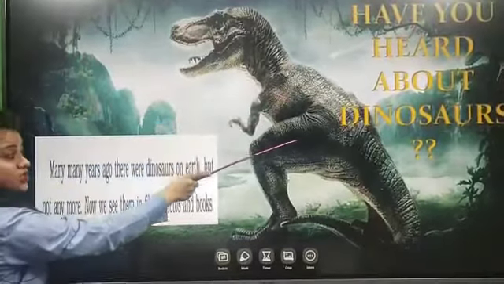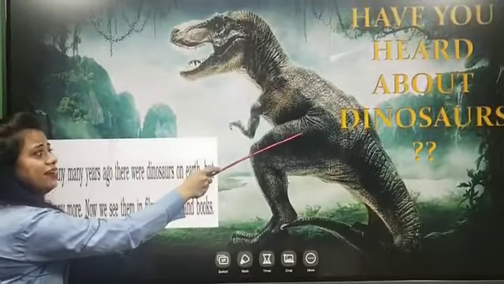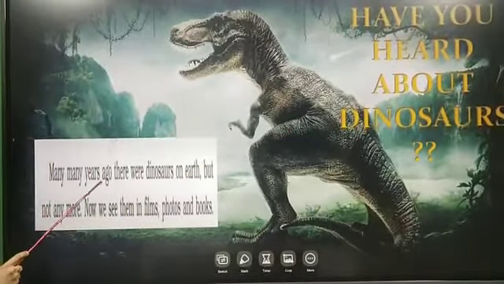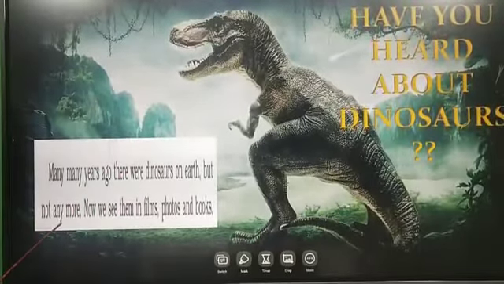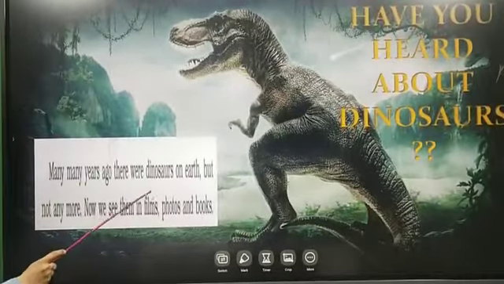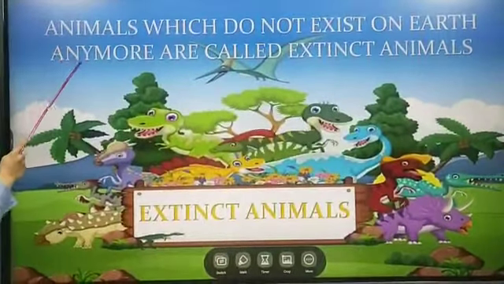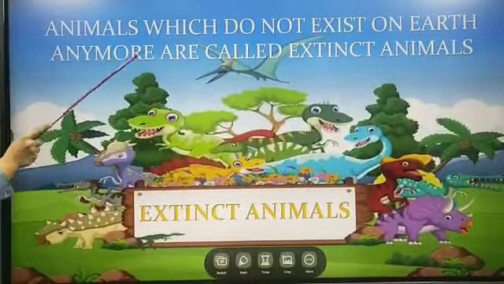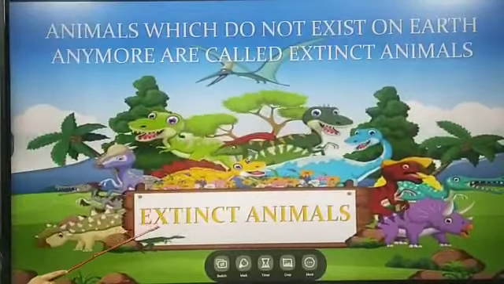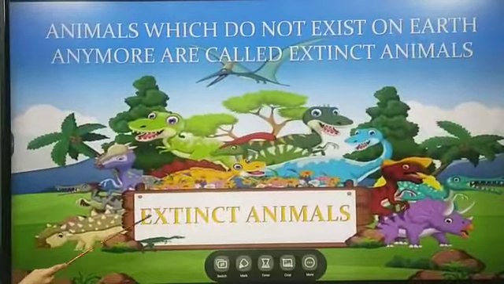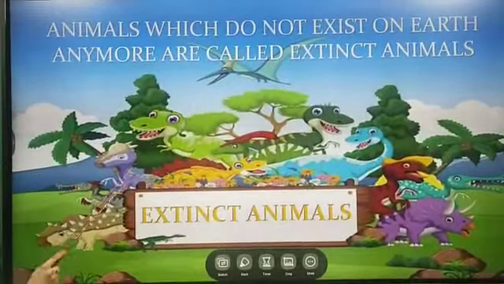Have you heard about dinosaurs? Yes, you might be excited about learning dinosaurs. Many years ago, there were dinosaurs on Earth, but not anymore now. Now we see them in films, photos, and books. Animals which do not exist on Earth anymore are called extinct animals. What are extinct animals? The animals which we will not be able to see on Earth now, like dinosaurs, like dodo.